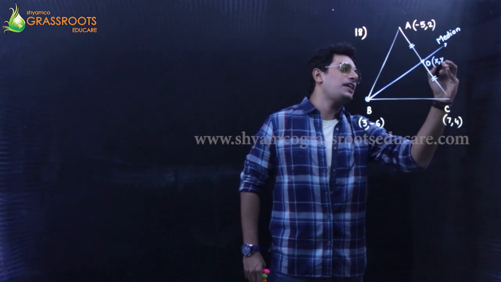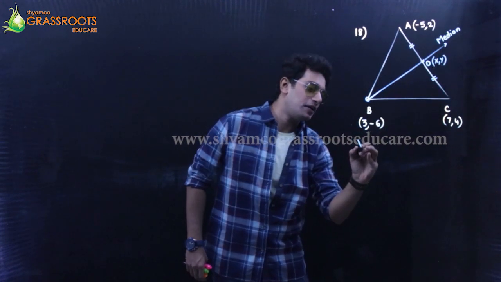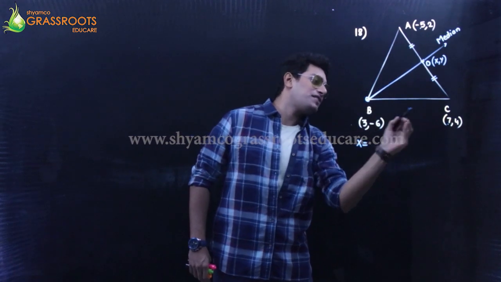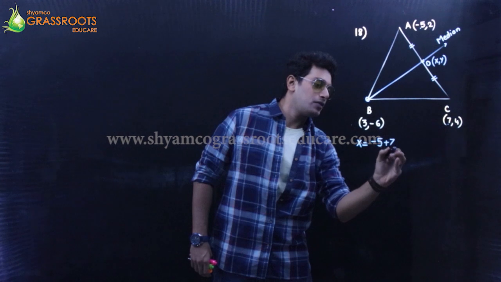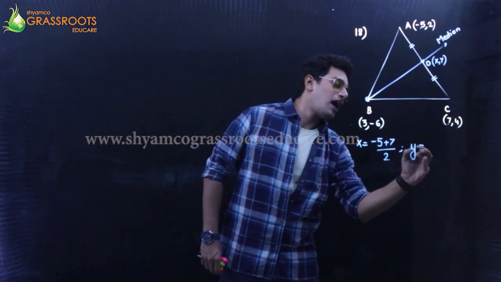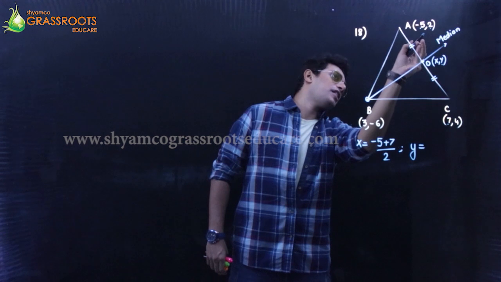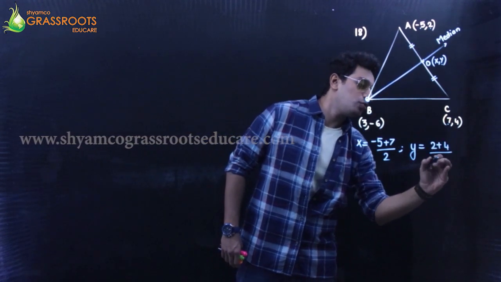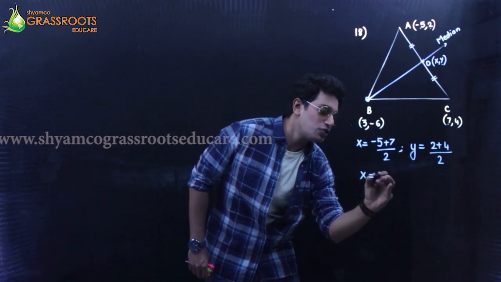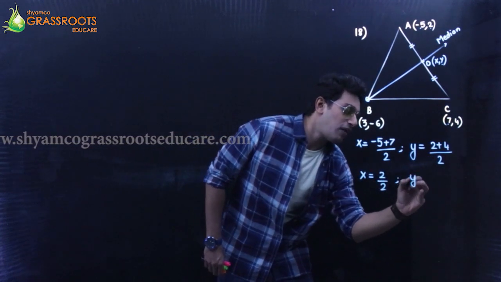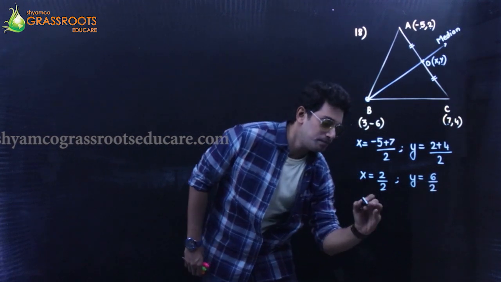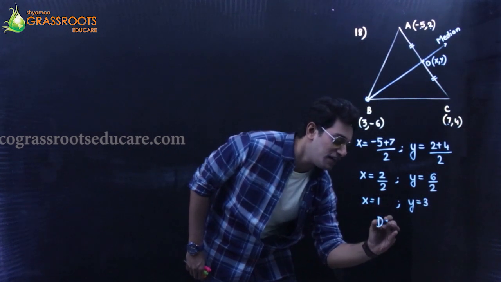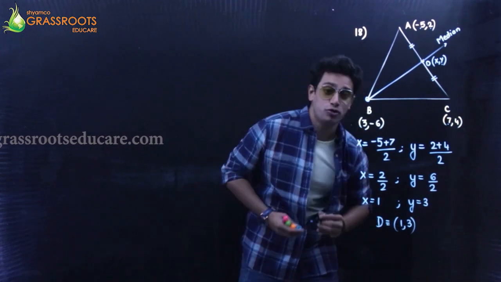Let the coordinate of D be x comma y. Start from the center. X is equal to, it's a midpoint of AC, minus 5 plus 7, the whole upon 2, and y is equal to the y of this plus the y of this upon 2. So I get x is equal to 2 upon 2 and y is equal to 6 upon 2. So x is 1 and y is 3. So the coordinate of D is going to be 1, 3.